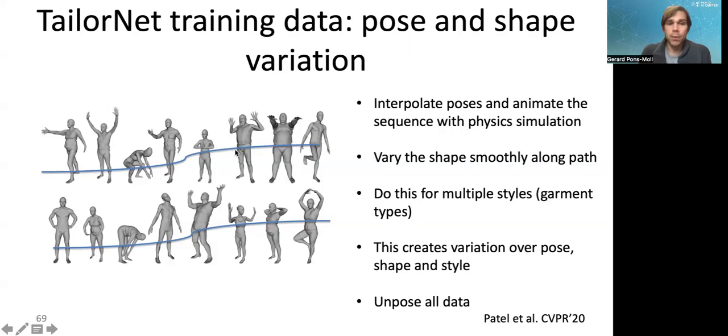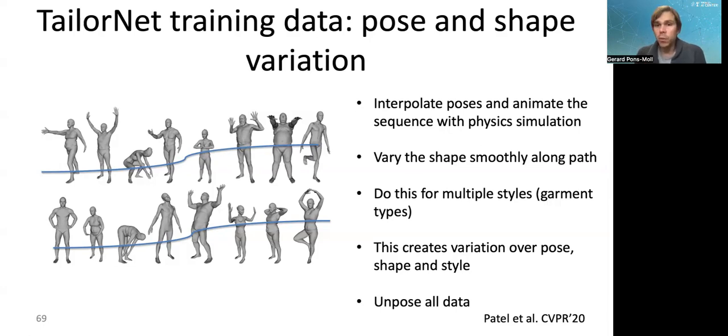And this will allow us to produce different pairs of 3D poses and the garment on that pose with the correct deformation. You can also vary the shape smoothly along the path such that the physics simulation needs to adapt both to the pose and to the shape at the same time to obtain more variation. This is one way of making the network generalize better.